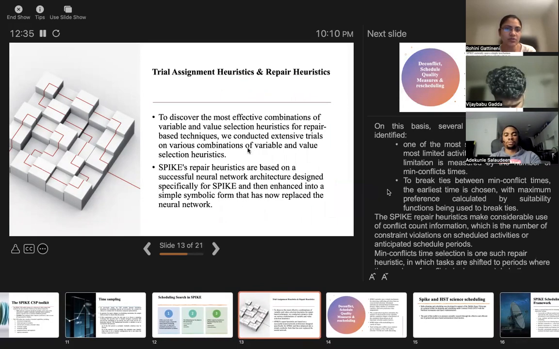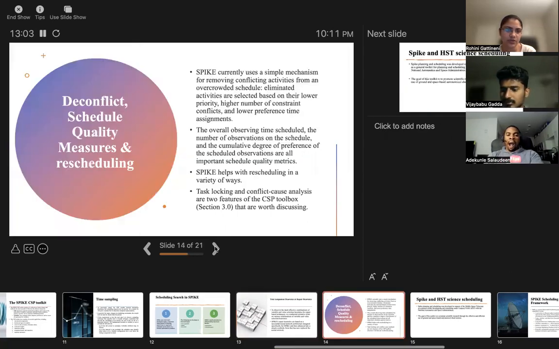To discover the most effective combination of the variable and value selection heuristic for repair-based techniques, we conducted extensive trials on various combinations of variable and value selection heuristics. Spike repair heuristics are based on a successful neural network architecture designed specially for Spike and then distilled into a simple symbolic form, which now replaces the neural network.